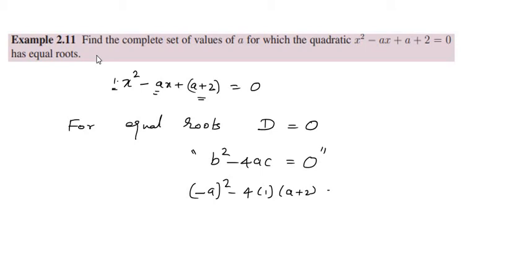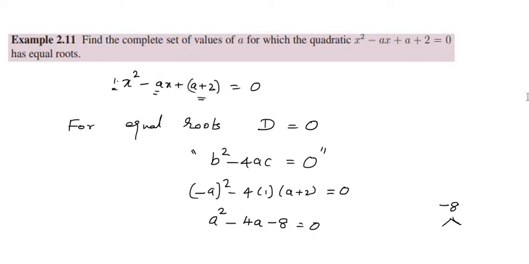Now if I solve, I'll get a minus a square minus... whether a negative term or a positive term comes, when we square it, it becomes positive, a square. Then 4 into 1 is 4, then 4 into a is minus 4a, minus 4 into 2 is minus 8 equal to 0. We got a quadratic equation in a square. We must solve this equation, minus 8, and I have to get minus 4.